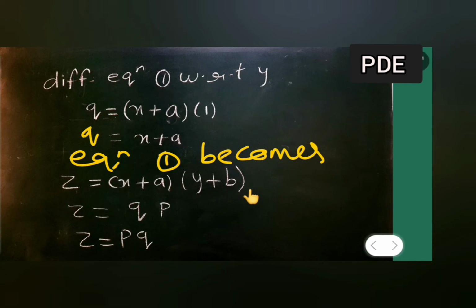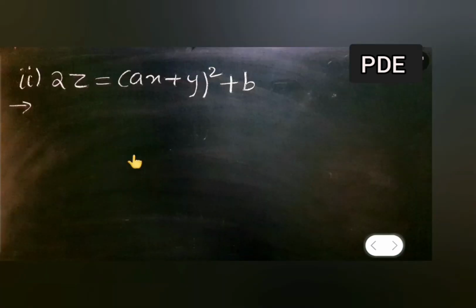So now place the values. This can be written as z is equal to p into q. One and the same. So now we have eliminated a and b in this. So we are done with the first one.